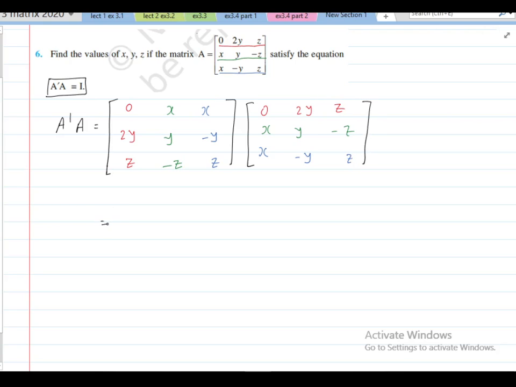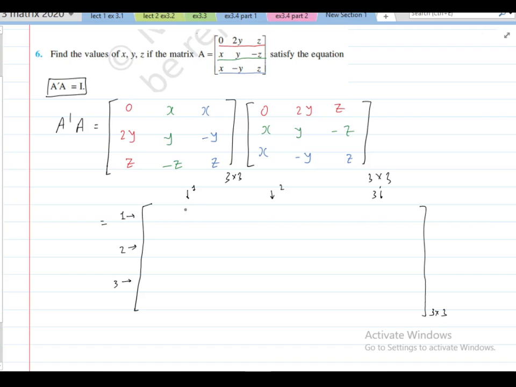Okay, now let's multiply. First matrix is order of 3 cross 3, second is also order of 3 cross 3. That means we will have 3 cross 3 resultant matrix, right? Which will have 3 rows and 3 columns. Okay, so let's start one by one. First element, where is it?